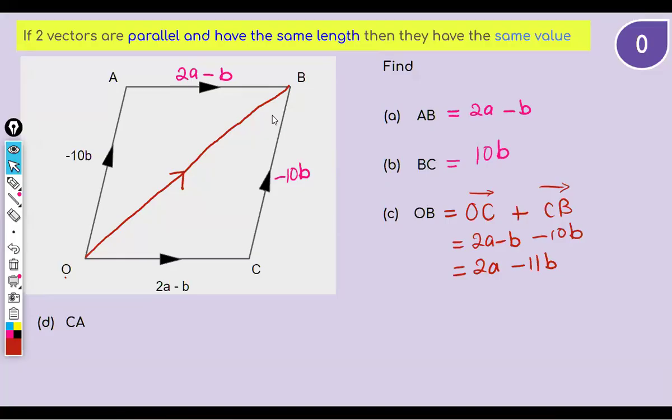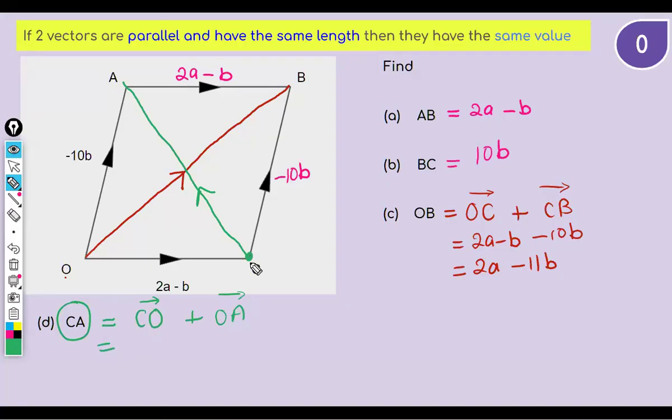There's one more to do. CA is almost the same thing. That's the green arrow, CA. Now, there are two ways to walk from C to A. C to B and B to A, or C to O and O to A. Either will give you the correct answer. I'm going to use the underneath route. C to O and then O to A.